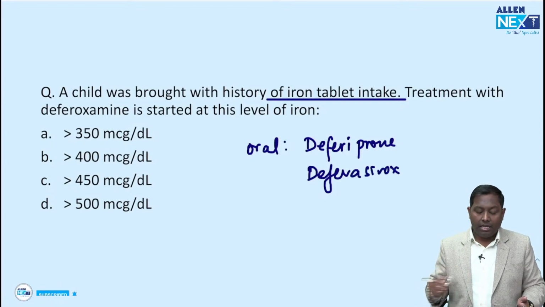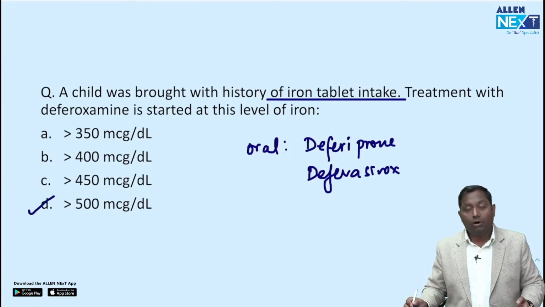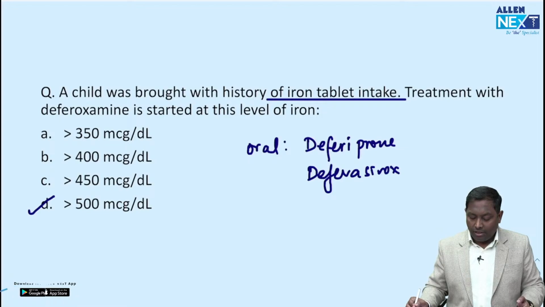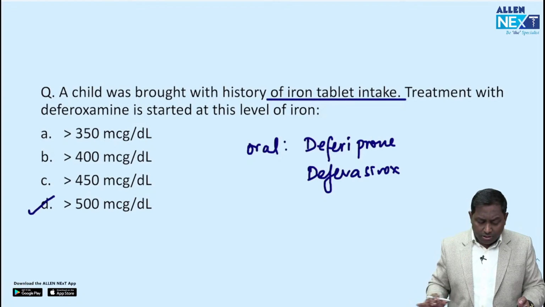This time they asked at which iron level we will be starting the treatment. So we are going to start the treatment at a level beyond more than 500. Treatment with deferoxamine is started at this level. More than 500 pe we will be immediately starting the treatment. So this was a direct question, number based question.